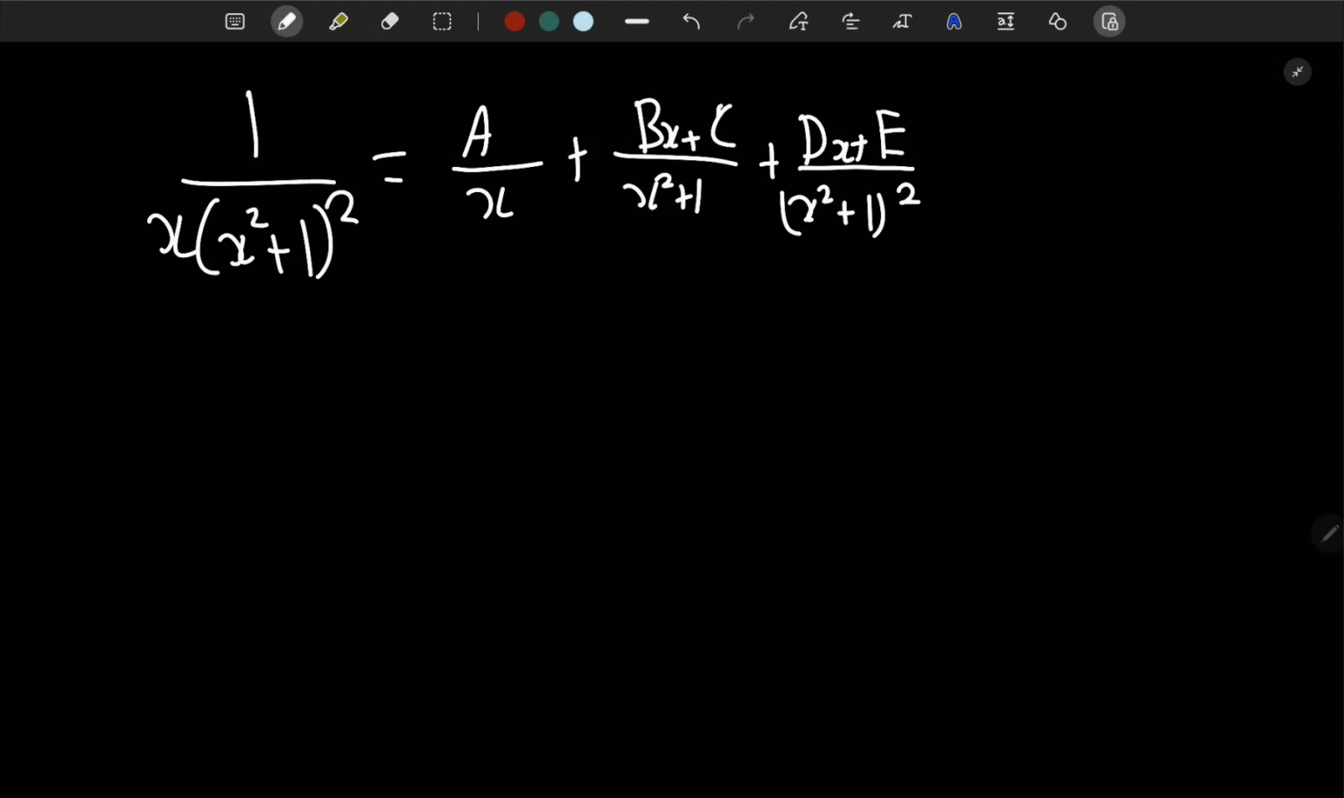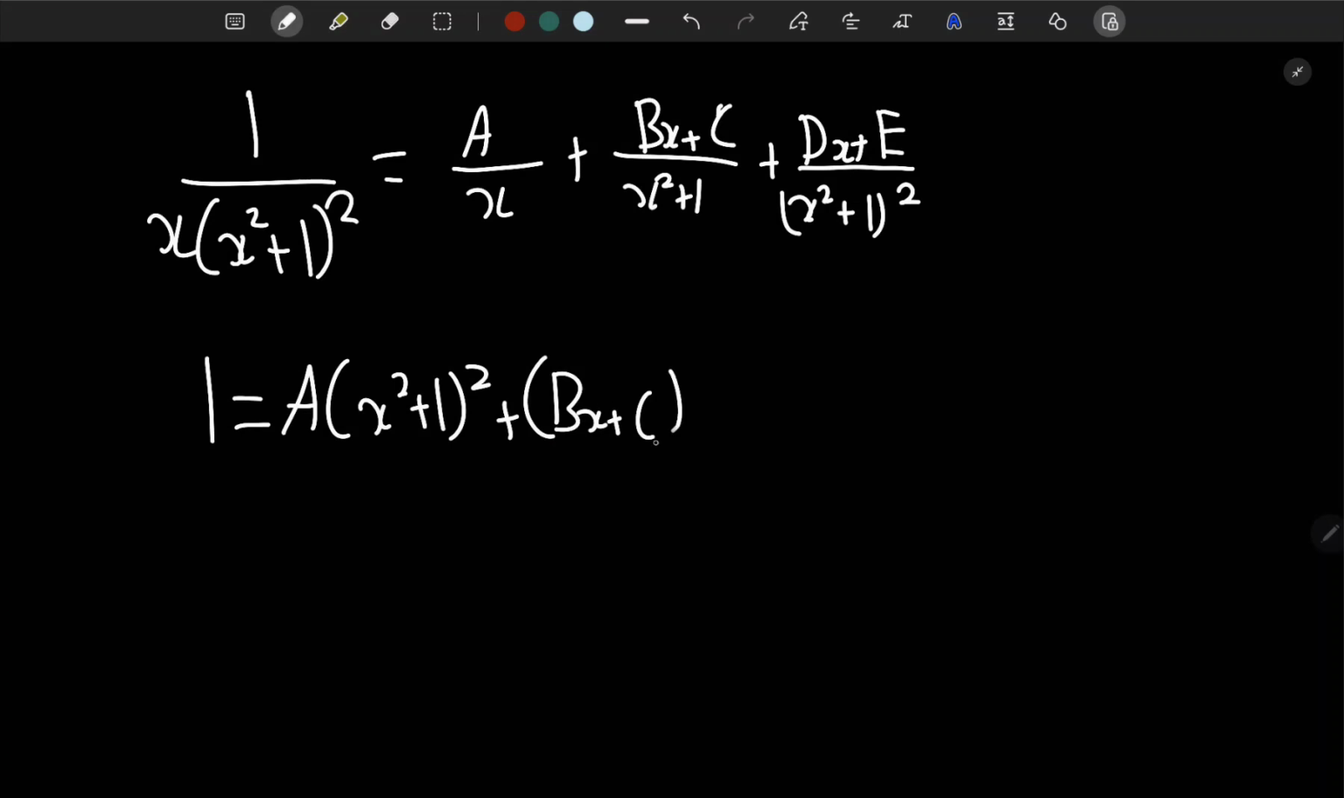Now again, let's multiply both sides by the fraction to get all the unknowns. So it's going to be 1 is equal to A into cover x, now in this part, so we'll be left with x squared plus 1 squared, plus Bx plus C. I'm going to put it in a fraction, of course. Oh, I mean brackets, my bad.